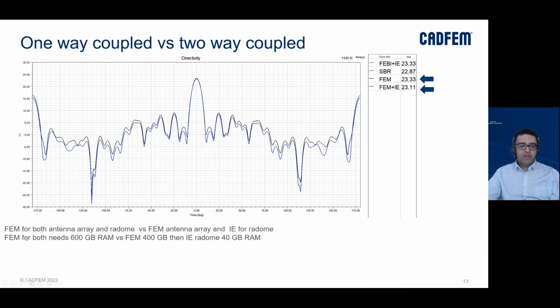And we see we're saving. If you're doing FEM for both, you would need 600 gigabytes of RAM, versus if you were doing FEM for the antenna array and then IE for the radome, you would need 40 gig. So it's 400 and then 40 for every look direction. See, you're saving RAM. So if you're limited on resources, that's not a bad idea at all.